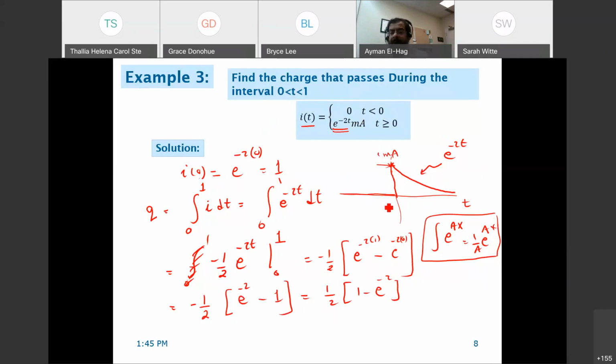Now, what you found is the integration from 0 to 1. So basically, you found the area under the curve. This is what you found. This is the amount of charge in the current from 0 to 1. This is its amount.